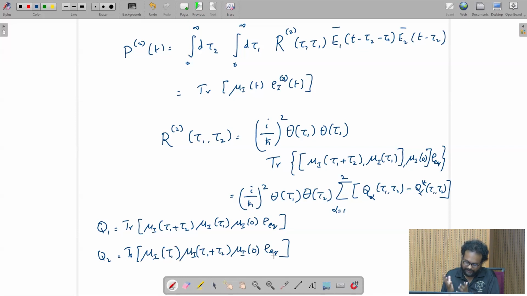If you look at the trace, examine this, they look almost identical, but they're not identical. There are different terms in the response function, which are basically accounting for different permutations of interactions at different times. In other words, it's accounting for whether an interaction is happening.